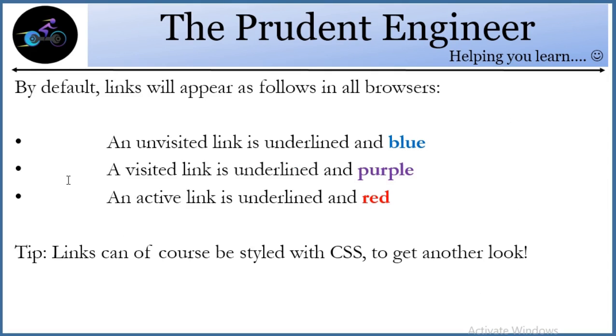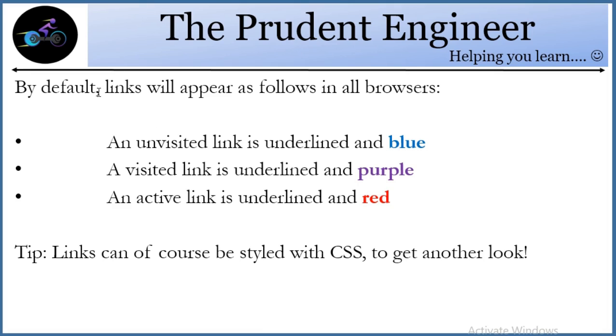By default, the links will appear as follows. An unvisited link is underlined in blue, a visited link is underlined in purple, an active link is underlined in red. So if this link is visited, it will be purple, if not visited, it will be blue, and if I make it active only, it will be red. So this is what I meant when I spoke about the colors of the link. You can also definitely change the colors of the link in CSS styling. For that I'll be making a separate video in the HTML CSS series, so please do check it out. I'll put the link of that video also.